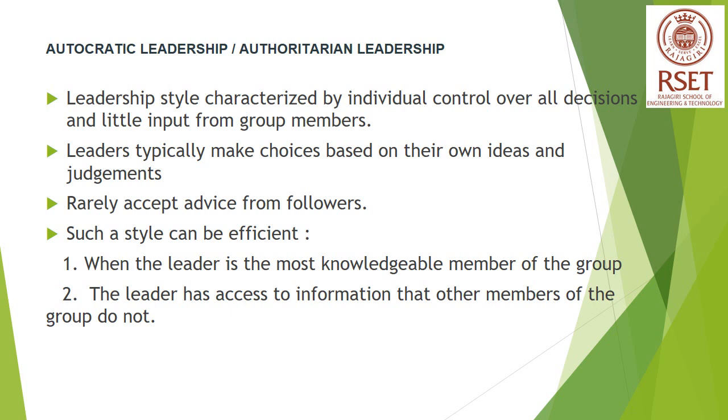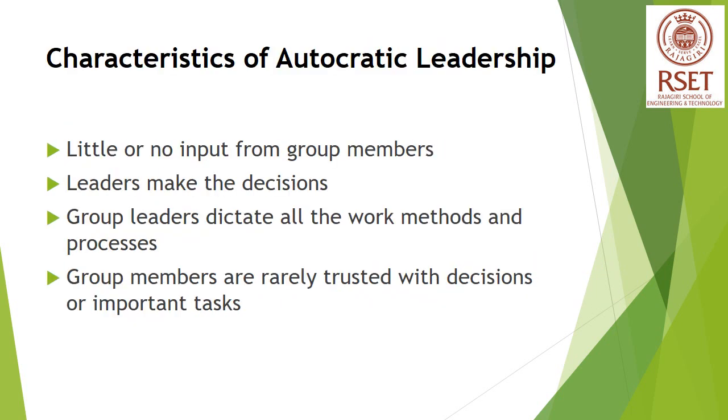Such a type of leader typically makes choices based on their own ideas and judgments and rarely accepts advice from their followers. It involves absolute authoritarian control over a group. These are some of the characteristics of autocratic leadership: little or no input from group members, and leaders make the decisions. Group leaders dictate all the work methods and processes, and group members are rarely trusted with decisions or important tasks.